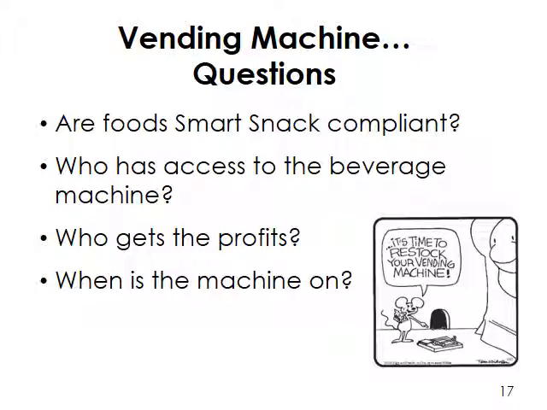So in summary, if the foods are sold during the day, they must be Smart Snack compliant. If the profits do not go to the school food service account, they can't be sold during meal service times. If the profits all go to the school food service account, they can be sold any time but need to meet the Smart Snack guidelines.